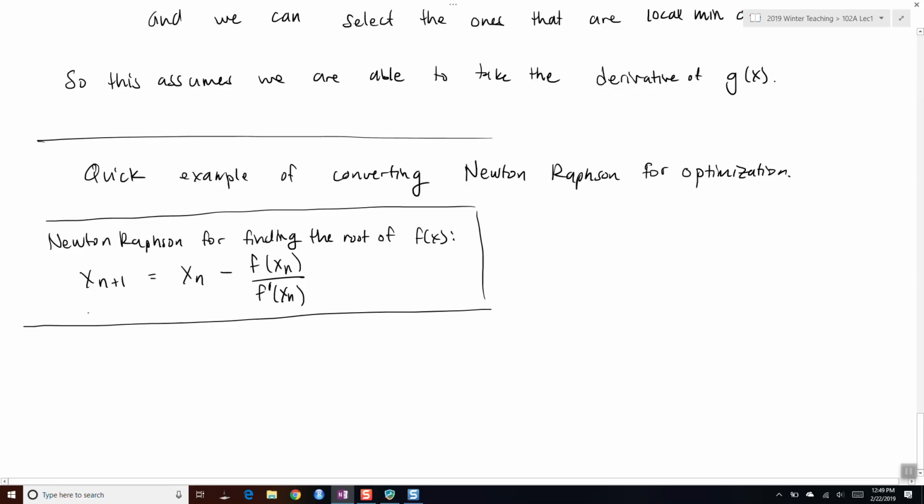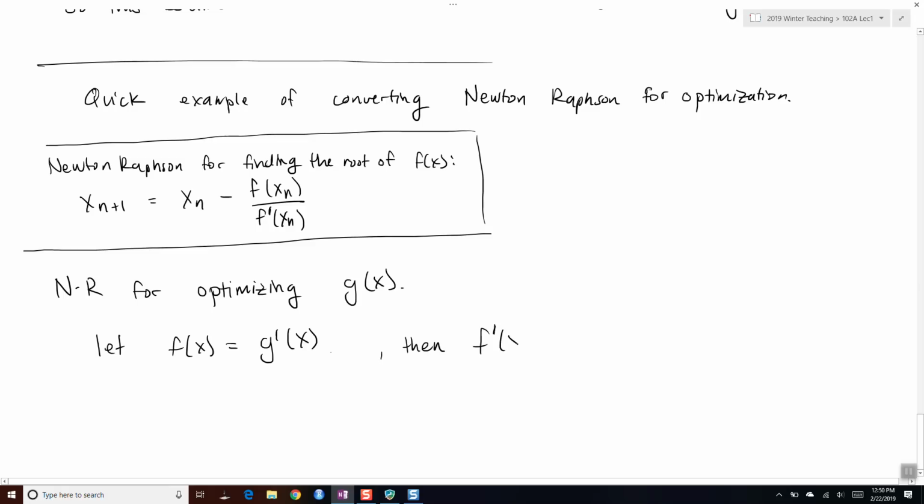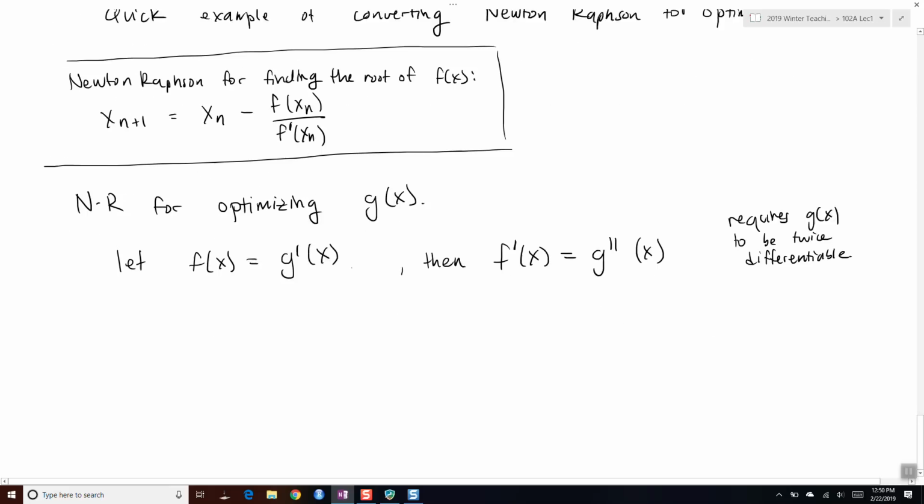Okay, so this is just off to the side there. So we'll say Newton-Raphson for optimizing g of x, okay? So we'll let f of x equal g prime of x, and then f prime of x will equal g double prime of x, okay? So this requires g of x to be twice differentiable. And if it's not, then this method's not going to work.